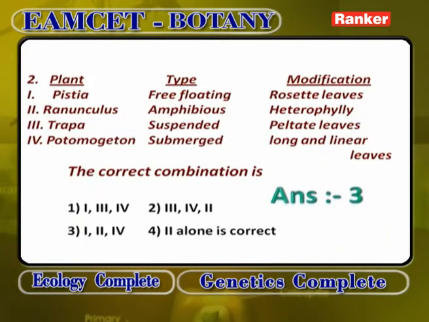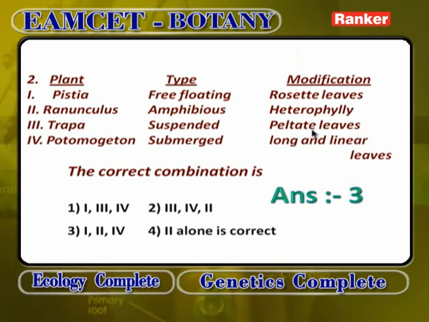This is a matching column. Plant type and modification. Pistia, free floating plant, rosette of leaves is correct. Ranunculus, amphibious plants, heterophily, presence of 2 different types of leaves in the same plant is correct. Trapa, suspended, peltate leaves. In Trapa, you don't find peltate leaves.